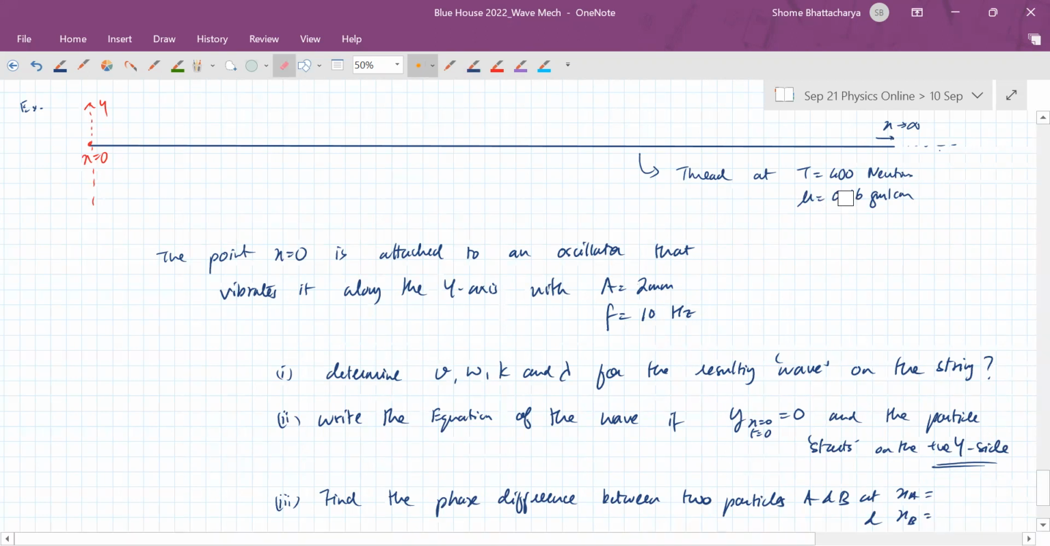Just one small correction here. We'll make this 1.6 gram per centimeter instead of 16 or 0.16. Just make this 1.6 gram per centimeter.